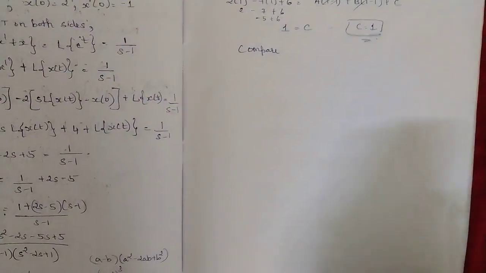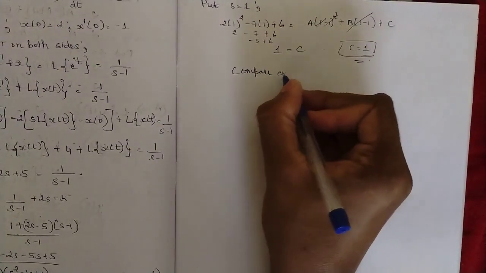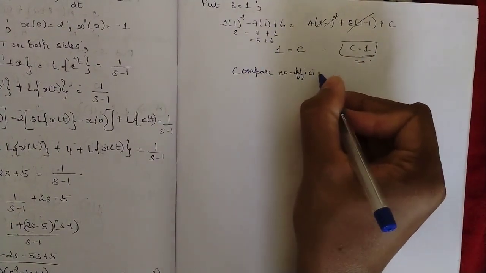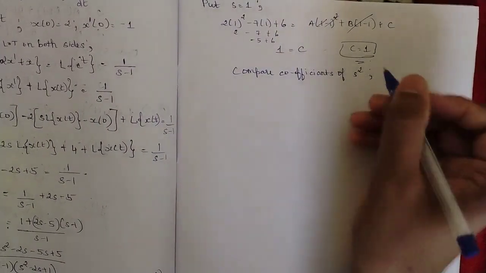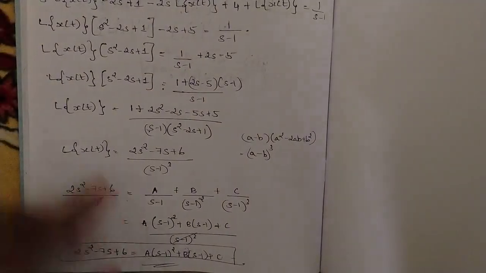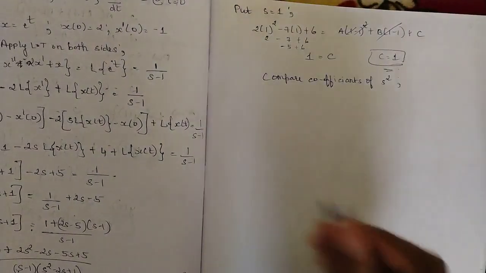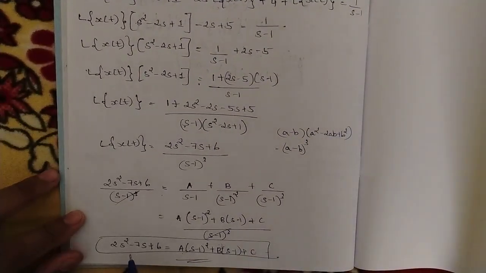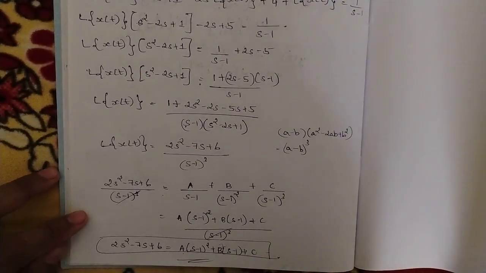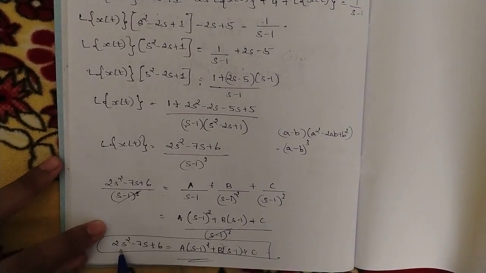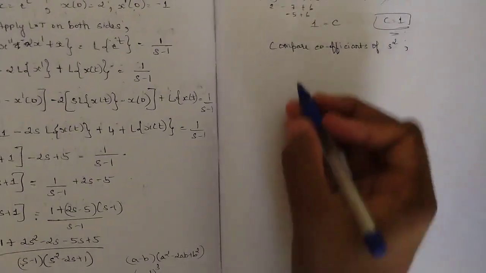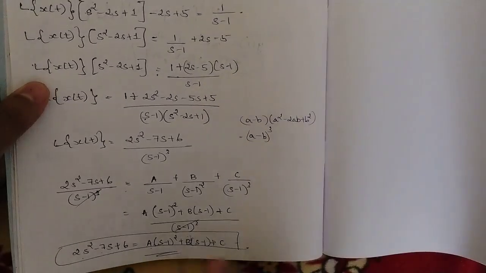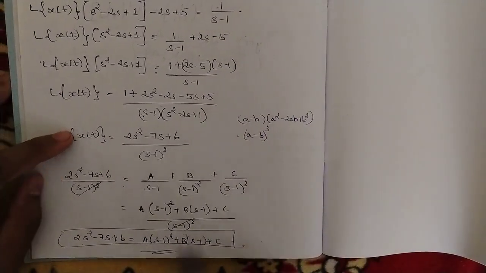Some of you might know how to do this, but for those who don't, I am telling you: compare coefficients of the highest degree, s square, in this equation. Wherever there is a coefficient for s square, you should mention it. Here we have 2s square minus 7s plus 6, where the coefficient of s square on the left hand side is 2. So mention that 2 is equal to, in this equation, all the coefficients of s square that are there.